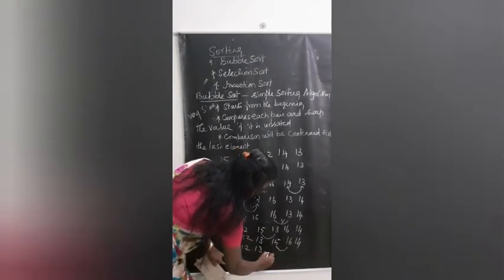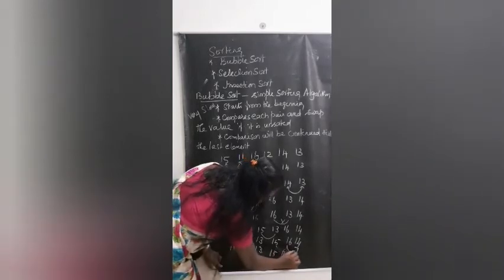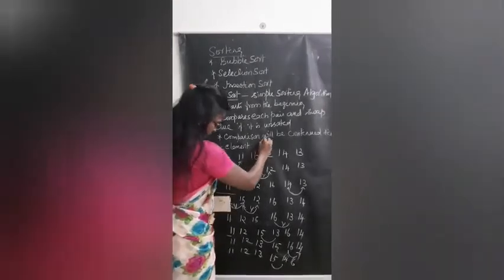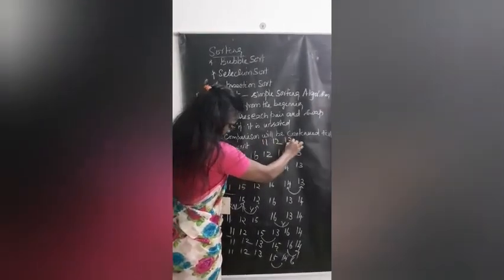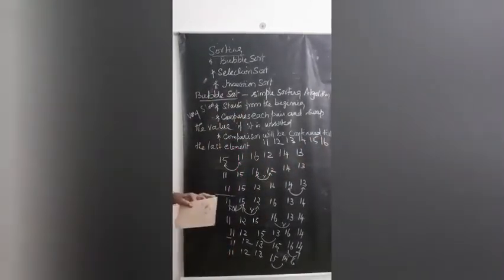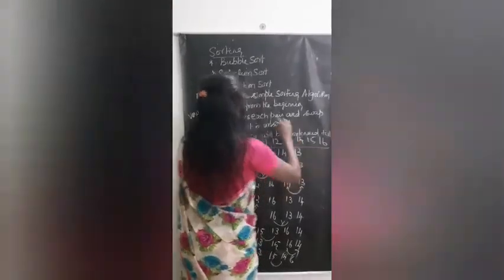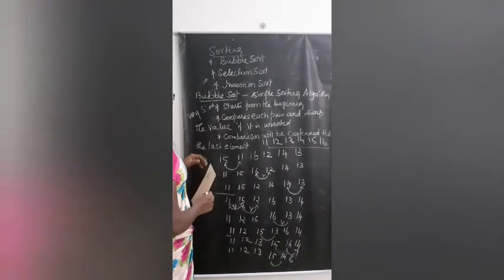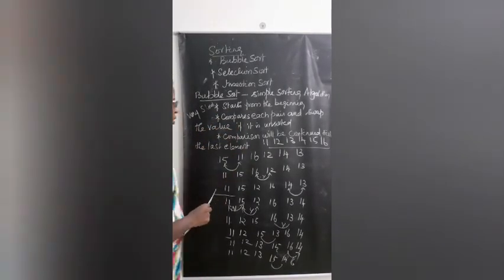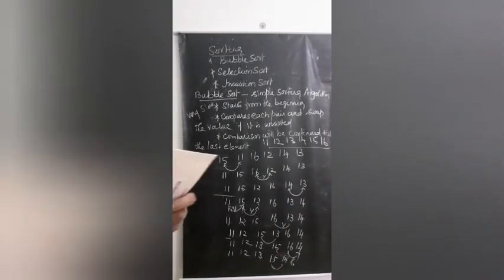Again, in the compare. And again, see, 15, 14, 16. And this is compared. So lastly, we can get 11, 12, 13, 14, 15, 16. Through swapping, we can arrive at the sorted array. This is called the simple sorting algorithm. It starts from the beginning, compares each pair and swaps the value if it is unsorted. Comparison will be continued till the last element.